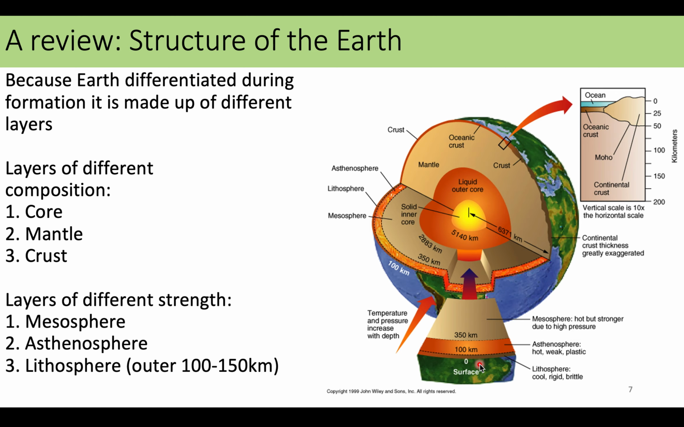So we have a couple different ways of looking at the cross-section of the Earth, being we can either look in terms of composition of the layers or the strength of the layers. So if we're looking by composition, we have the core at the center, we have the mantle, and then we have the crust on the outer edge. If we're looking at strength of the material, we have the inner core, the outer core, the mesosphere, the asthenosphere, and then the lithosphere on the surface.